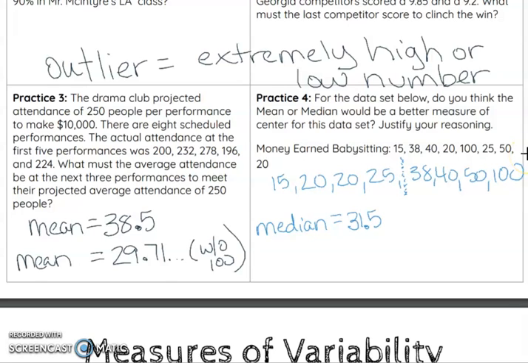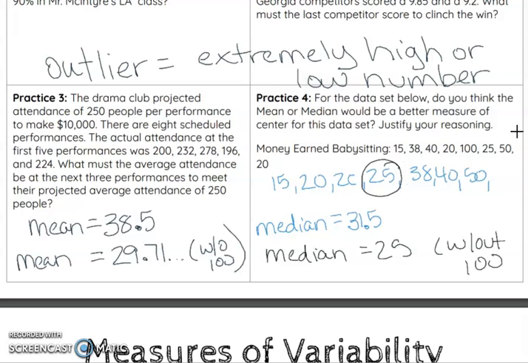Then I'm going to calculate the median again, but I'm going to take out the 100 this time. So what that does for the median is it's going to shift it over 1 spot. So now my middle is 25. Again, this is without the 100. So the one that was affected the most would be the mean. It was almost 9 points, whereas this one is 6.5 points difference. So the mean is affected the most.